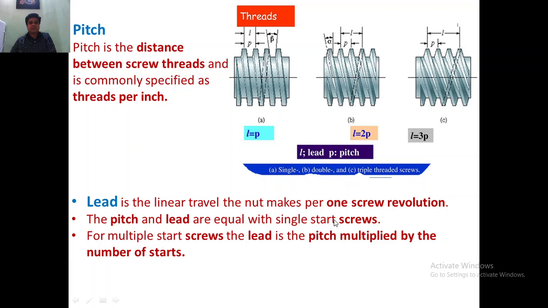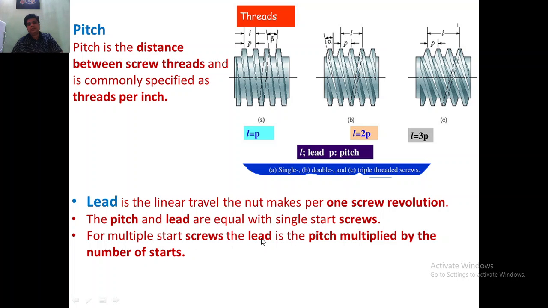In case of single start screws, pitch is equal to lead here. So this is the single start screw. When L is equal to 2p, it is called a double start screw. When L is equal to 3 times the pitch, it is called triple start. So like that, based on the relationship between L and p, we can have single start screws and multiple start screws.